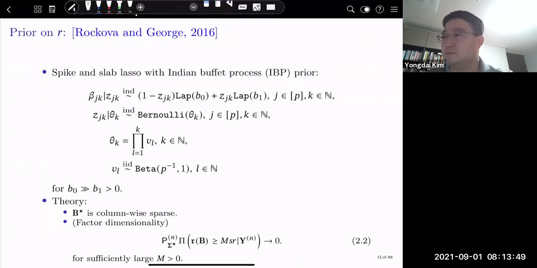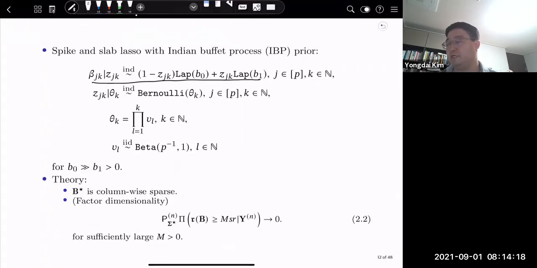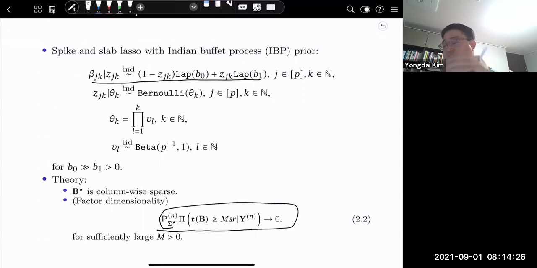The second prior, which puts prior mass on the factor dimensionality directly, is Rockova and George in 2016, where they used the Indian buffet process for the prior of the factor dimensionality, and they use this kind of spike-and-slab priors for the sparsity of the factor loadings. And they derive a convergence result, which means that the posterior distribution of the factor dimensionality is not large, but they do not show the posterior consistency of the factor dimensionality. They also assume column-wise sparsity.